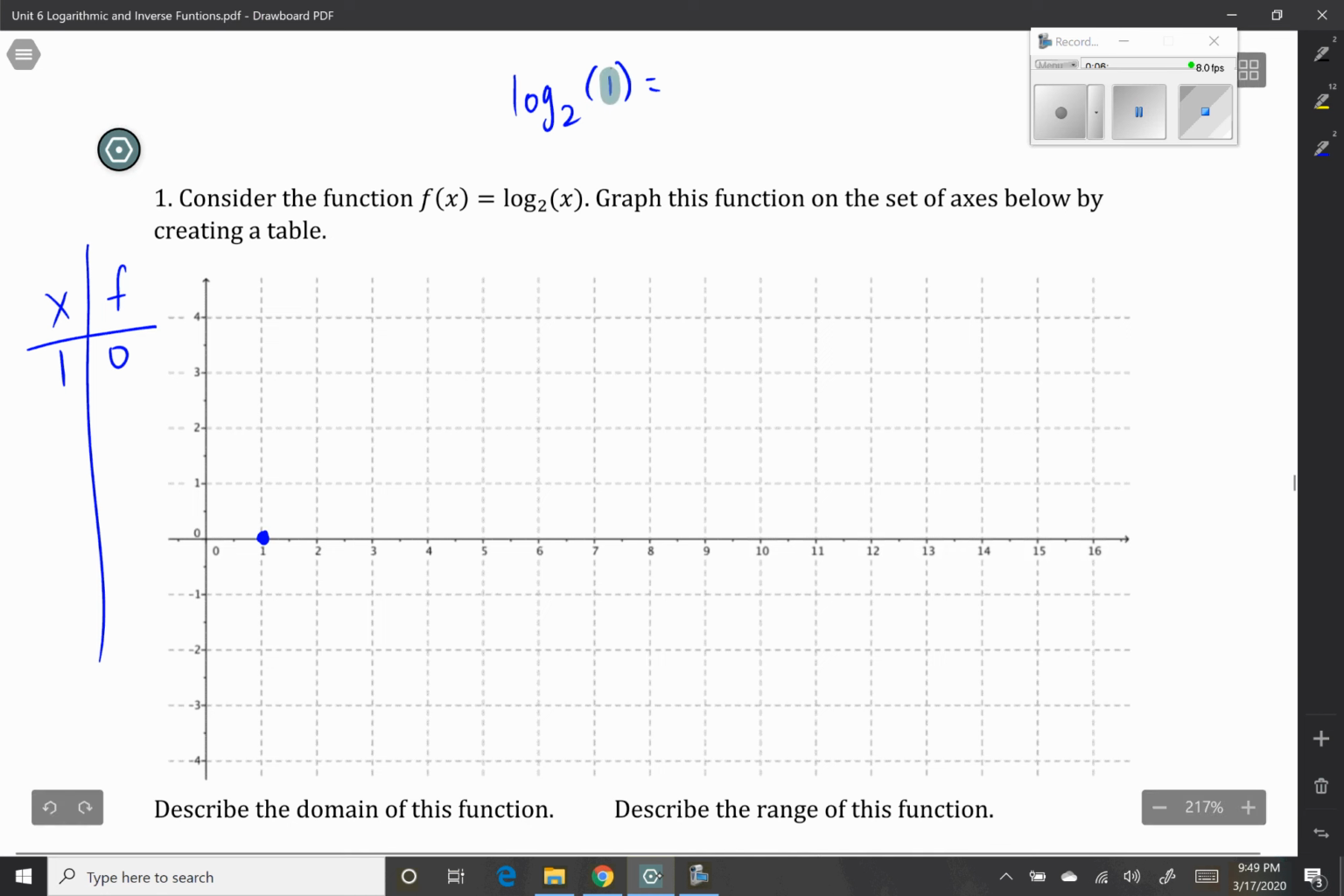Then I have to think, well, what are some other good numbers I can put in there? I don't want to put in 3 there, because 2 to what power makes 3? I have no idea. But 2 to the 1 makes 2. Essentially, I'm finding the values backwards from what I'm used to with exponents. So then I could think, what would be another good x value to plug in here? Well, 2 to the second makes 4. So an x value of 4 is going to generate an output value of 2.